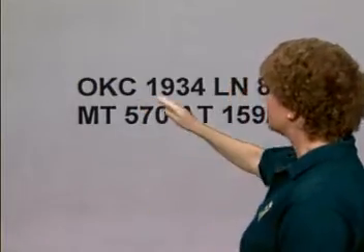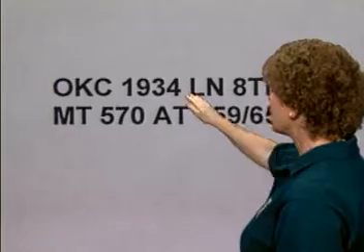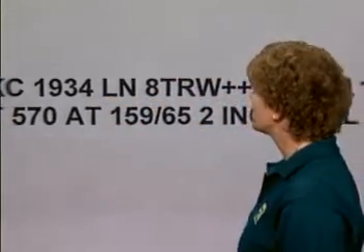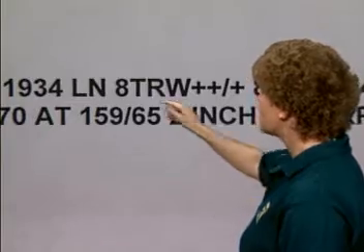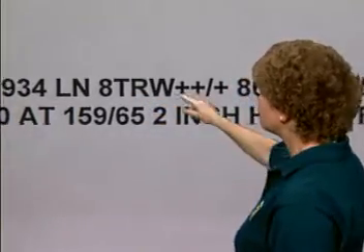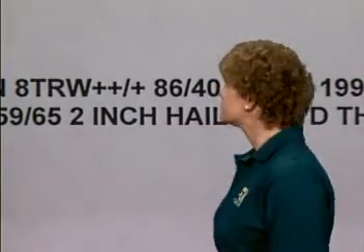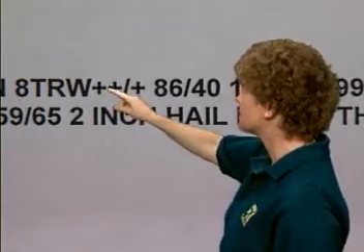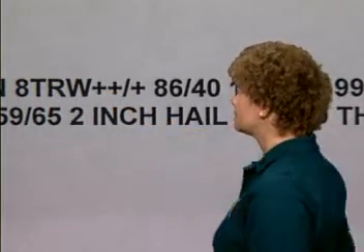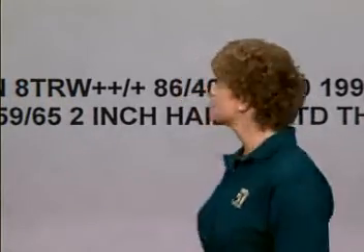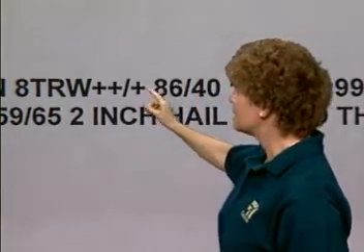Now, it says that at 1934 Zulu, there was a line of 8/10 coverage of T, which stands for thunderstorms, and RW, rain showers, and the two plus signs there indicate very heavy. Some other symbols that you might see there for intensity are a single plus, meaning heavy, or a minus for light intensity. And if you see no symbol there, it means moderate. The symbol after the slash here indicates if the weather is increasing or decreasing in intensity. A plus sign like this means that it's increasing. A minus sign would mean it's decreasing.